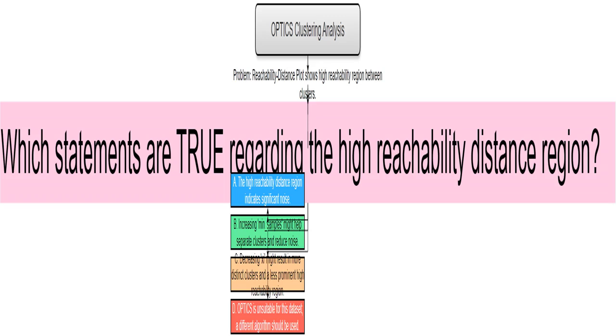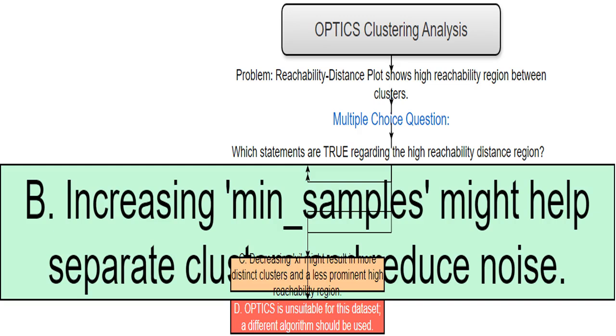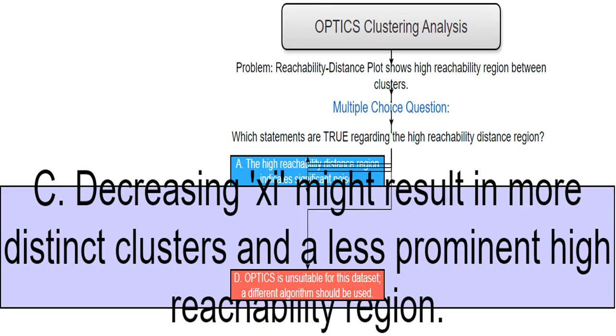Here are some possible explanations for the high reachability distance region. I'll evaluate each statement. This is a good possibility. High reachability distances mean points are far from their neighbors, which is a hallmark of noise. Increasing min_samples makes the algorithm less sensitive to small clusters, including potential noise. It'll require more points to form a cluster, effectively filtering out small, noisy groups. xi controls the reach of a point's influence. A smaller xi makes the algorithm more sensitive to density variations, possibly resulting in more clearly defined clusters and a reduction in the high reachability zone.